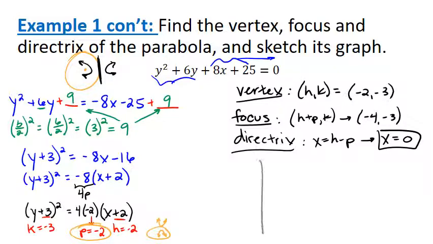So when we sketch this, let's see. Our vertex is at negative 2, negative 3. Our focus is to the left of that. Our directrix is to the right of that. So it's going to look like this. Okay, and again, it's just a sketch and not something I'm super concerned about.